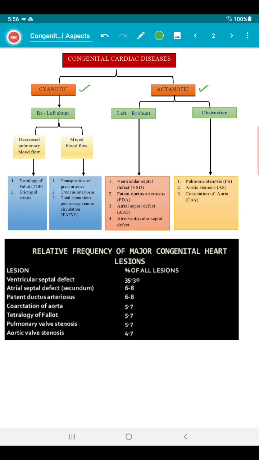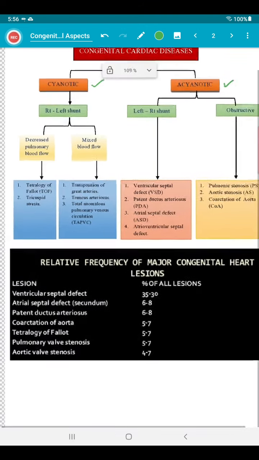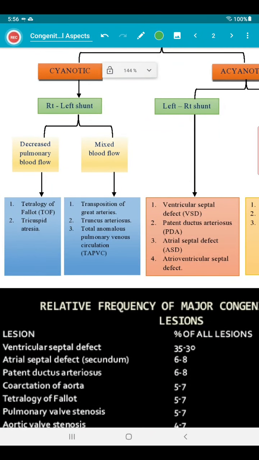Now, cyanotic heart disease is basically due to an underlying pathology of right to left shunt. Remember this throughout your life. Right to left shunt occurs of two types: one with decreased pulmonary blood flow and decreased oxygen saturation, and another with mixed blood flow, that means oxygen-poor blood is mixed with normal blood.